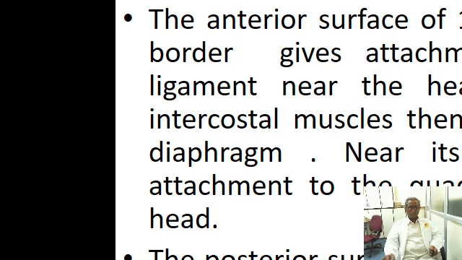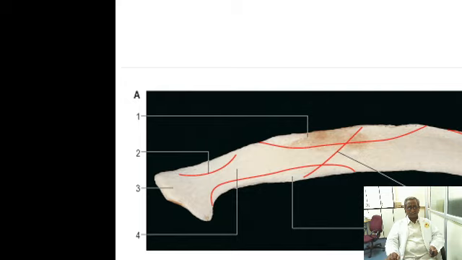The posterior surface of the 12th rib near its upper border gives attachment to the levator costae near its head, external intercostal muscle in the middle and latissimus dorsi toward the tip. Then on its lower border, erector spinae near the head, serratus posterior inferior in the middle and external oblique toward the tip. So here we are showing the figures.